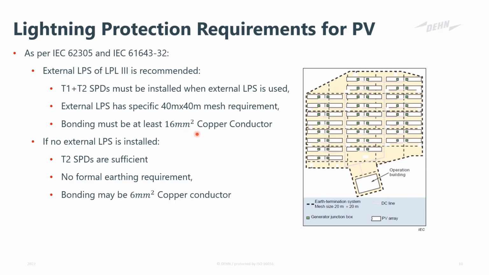If you don't install external lightning protection, there's no formal requirement for earthing, and type 2 SPDs are sufficient, so they are actually made to protect against the secondary effects from lightning, surge or induced surge or switching surge as well. And the bonding may be reduced to at least 6 millimeter squared copper as opposed to the 16 when you have direct lightning currents entering the plant.